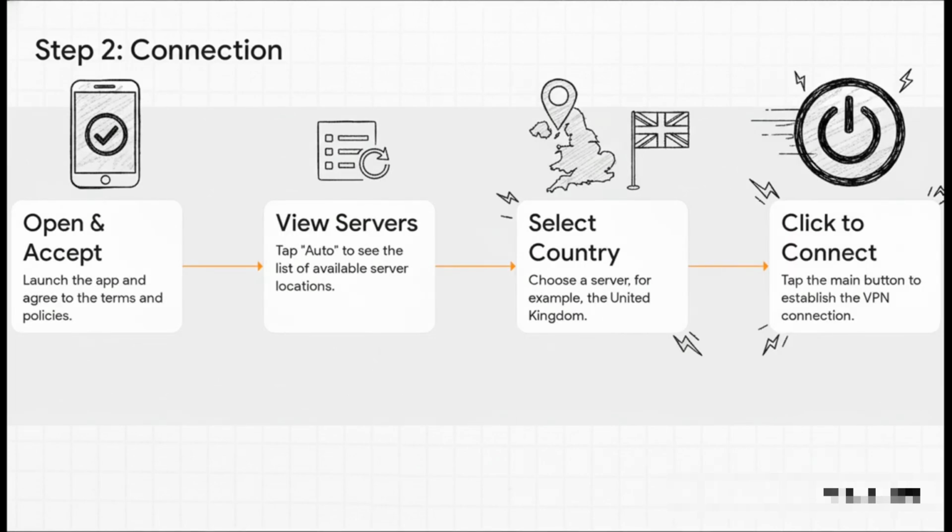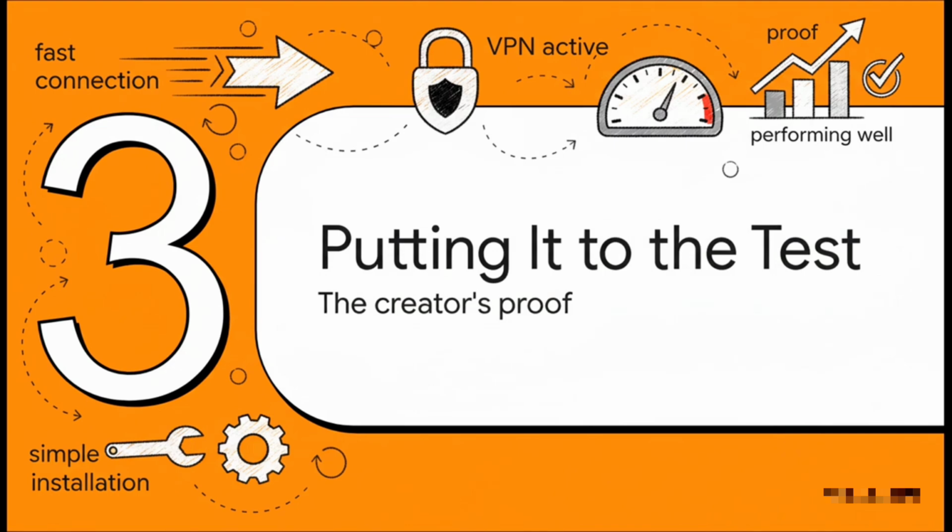All right, so once it's installed, getting online is also just a few taps. You open the app, accept the usual policies, and then you see a list of servers. The creator shows how you can refresh that list, and then he picks a server. In his demo, it's the United Kingdom, and then you just click one big button to connect. The whole thing is designed to look incredibly quick and user-friendly. Okay, so it's easy to install and easy to connect. But the real question, the one we all want to know, is, does it actually work?